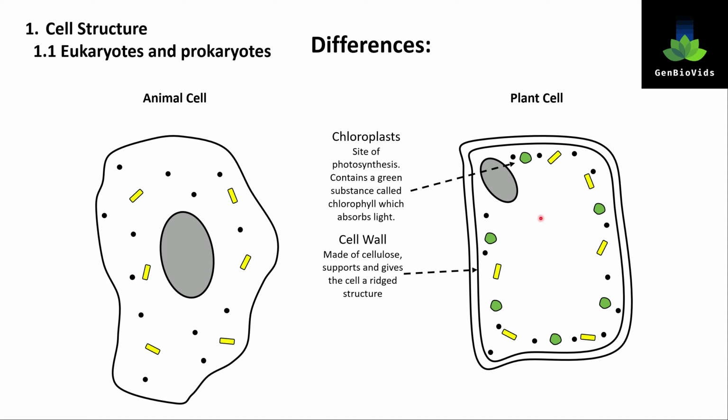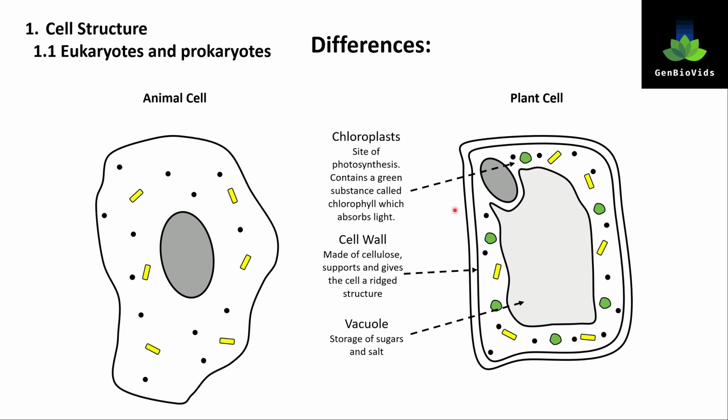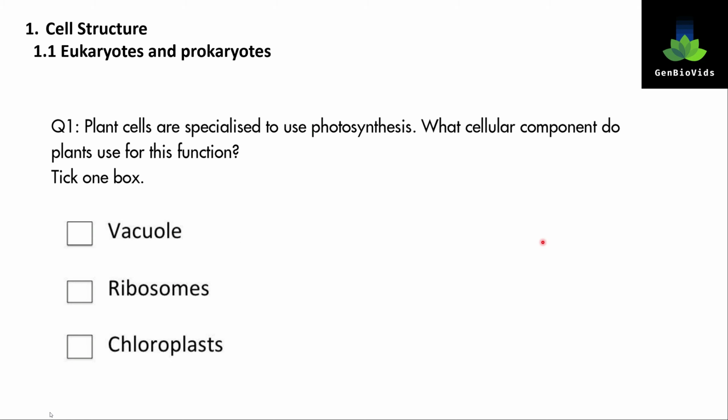And you may be wondering why there's this big hole in the middle here, and that's because this final feature that a plant cell has is the vacuole, which is the storage compartment for the cell and contains many sugars and salts. Okay, so let's now look at an exam question.